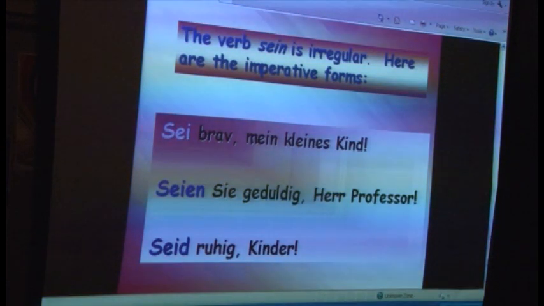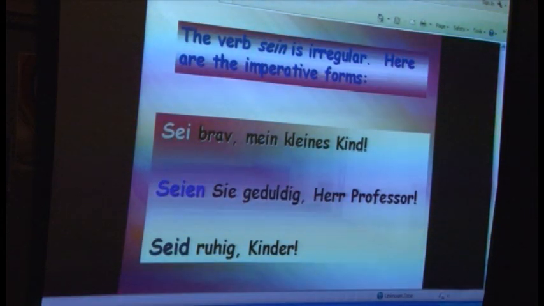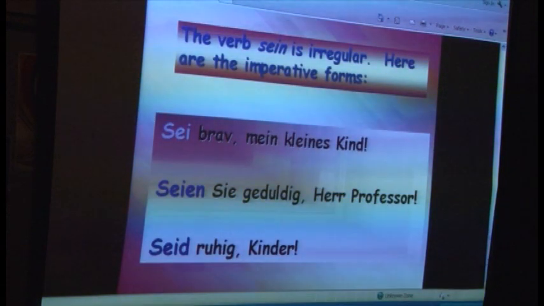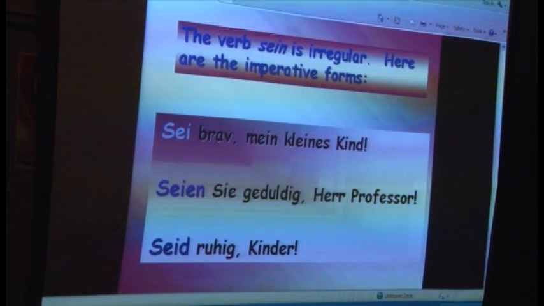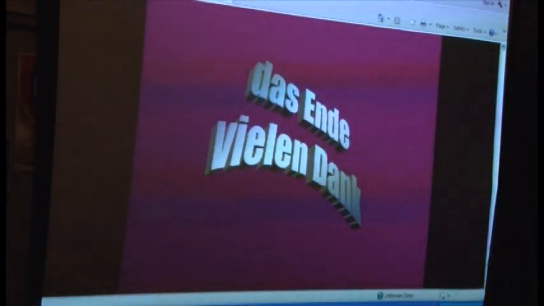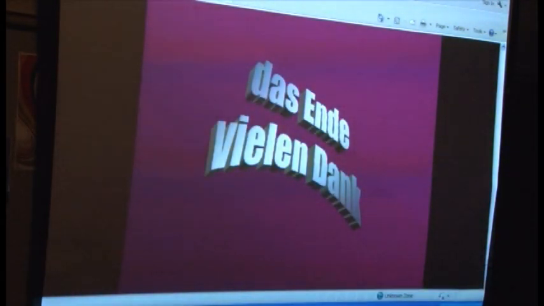Good. So you have to just memorize the forms of the verb to be. Yeah? Sei ruhig. Be quiet. If I'm talking to one kid only, sei ruhig. Seien Sie ruhig. Be quiet, please. Formal. Und seid ruhig, Kinder. Be quiet, but to more than one kid, okay? Das Ende. Danke.